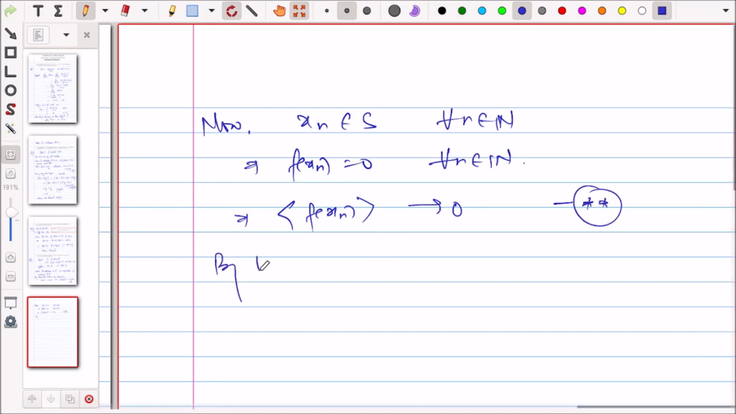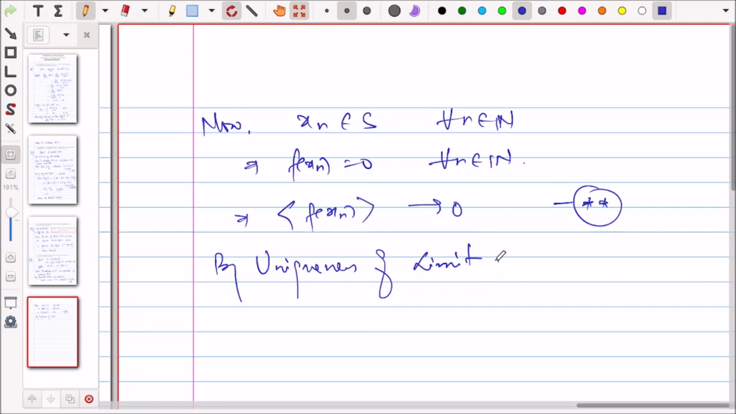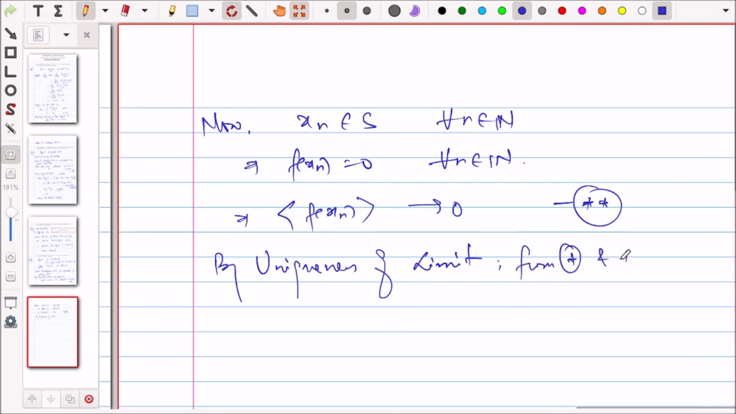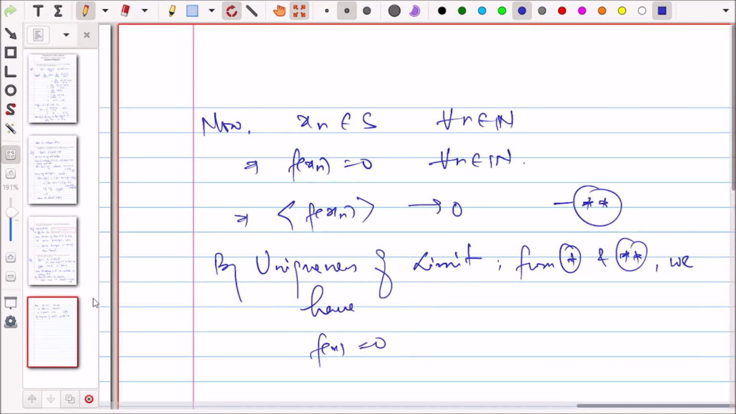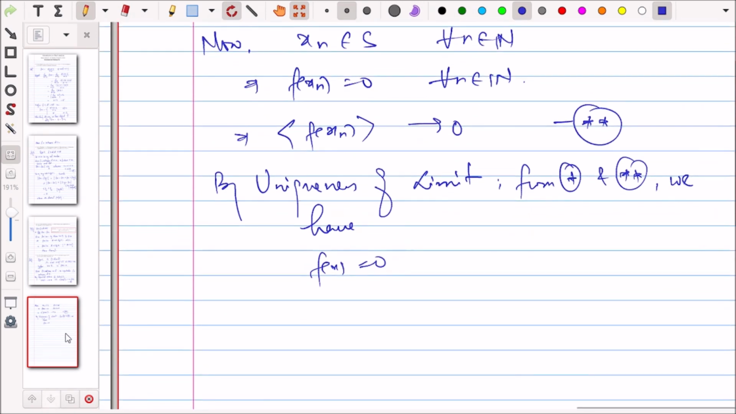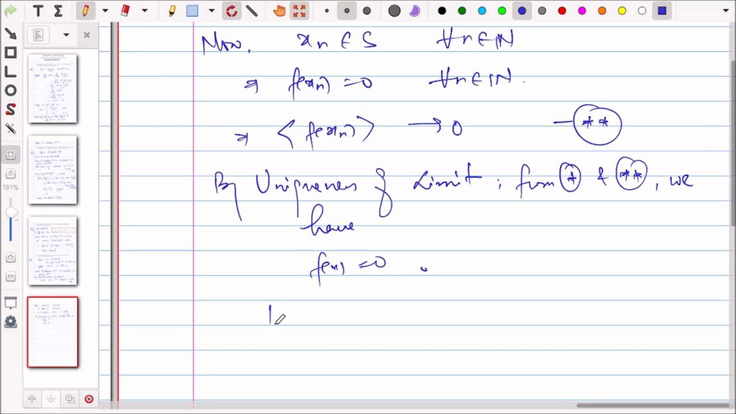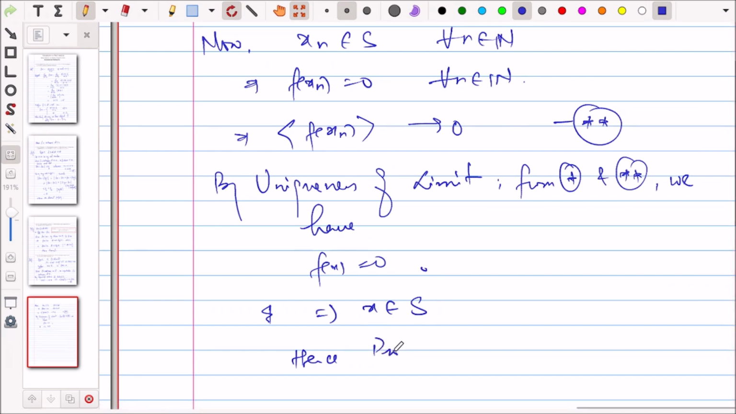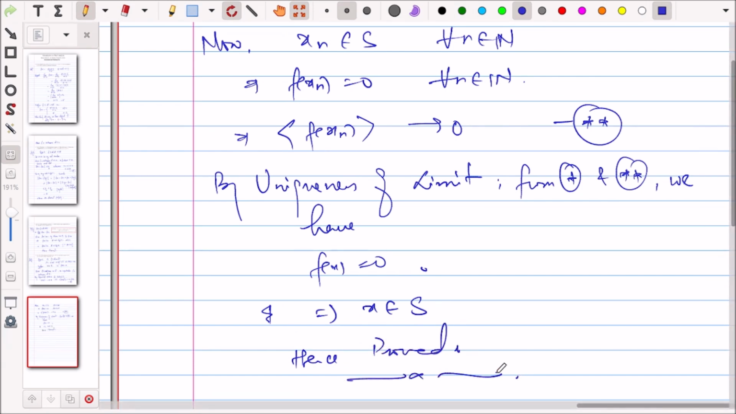So by uniqueness of limit, what we will have from star and double star, we have f(x) is equal to 0, because we have already shown that f(x_n) is converging to f(x). Here in star we have shown that f(x_n) is converging to f(x), and in double star we have shown that f(x_n) is converging to 0, but the limit has to be unique, so both have to be equal, so f(x) is equal to 0. So hence this implies your x belongs to S, hence proved. Okay, so we have completed question number 8.